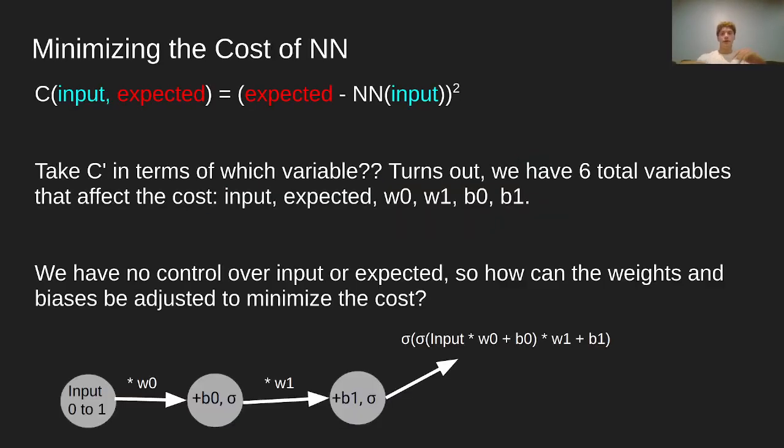Okay, so guess what? We actually have 6 variables that affect the cost. There's the input, expected, weight 0, weight 1, bias 0, bias 1. We don't have control over input or expected, so that means we need to try and adjust weight 0, weight 1, bias 0, bias 1. And these are all just constants, and we can edit them however we want.